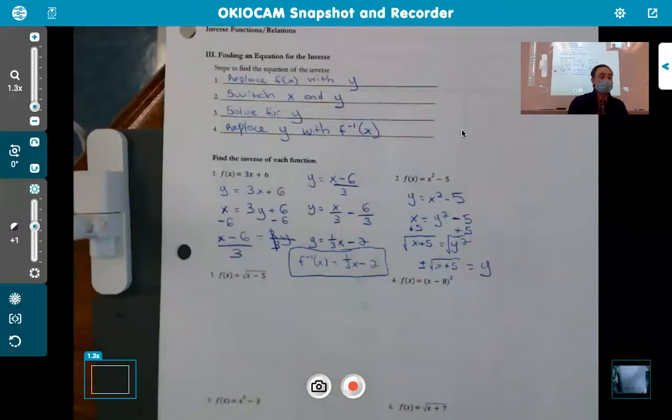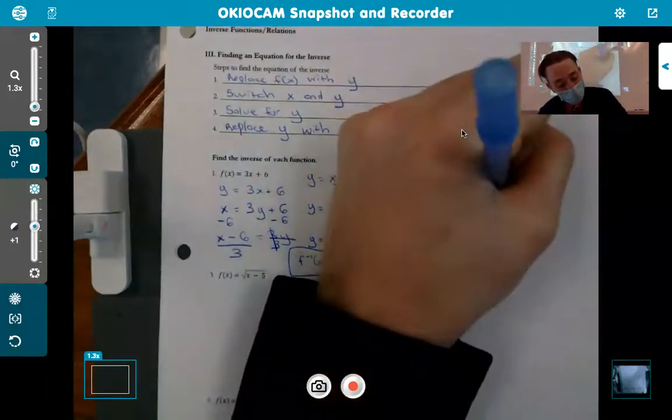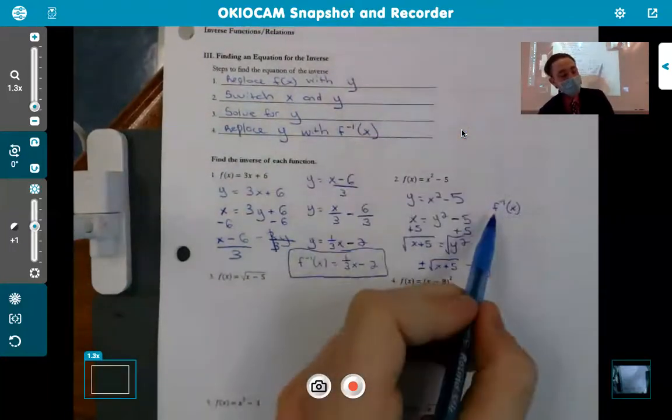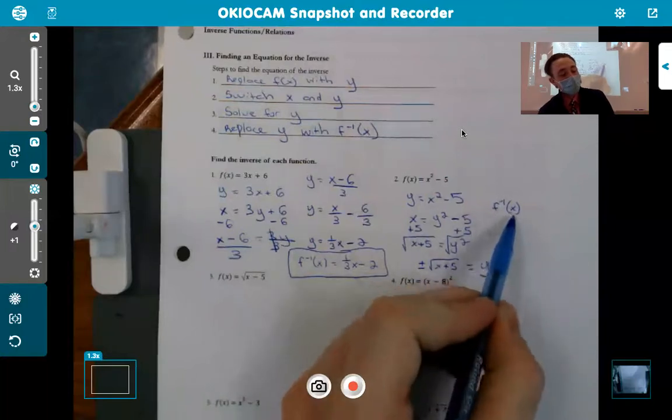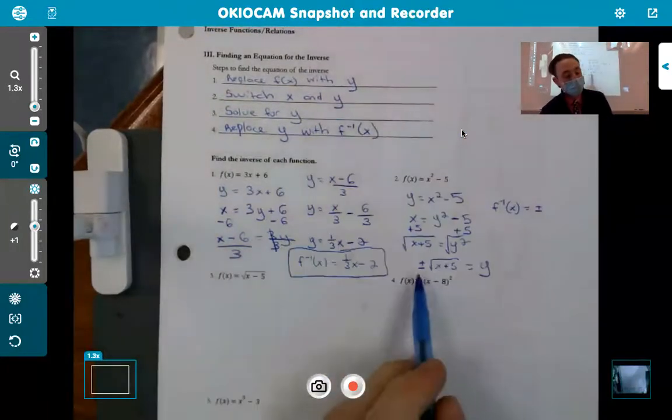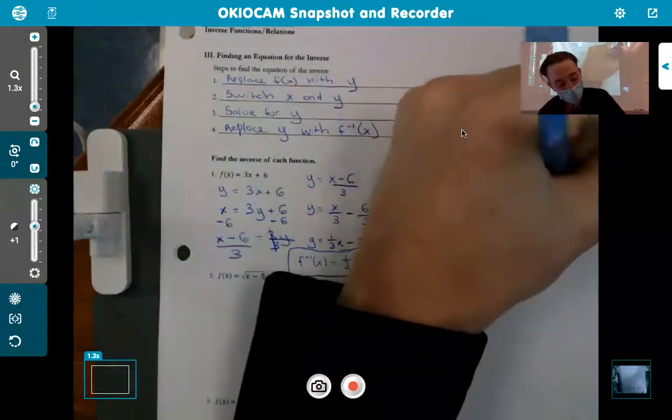Any questions up until this point? Last thing I'm going to do then, my last step, is just to replace the y with an f inverse of x, and then my right-hand side still stays the same, so plus or minus square root of x plus 5.